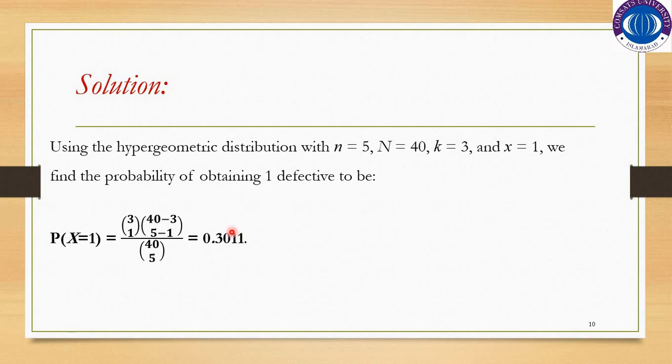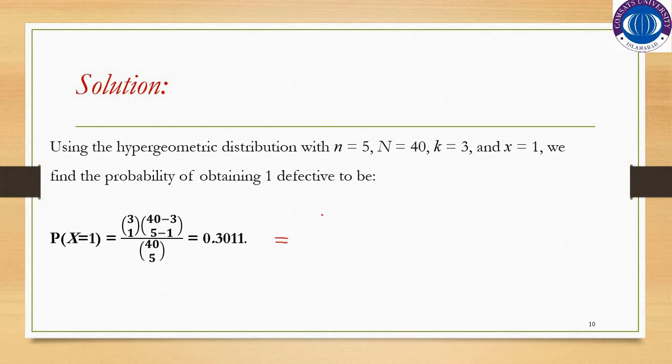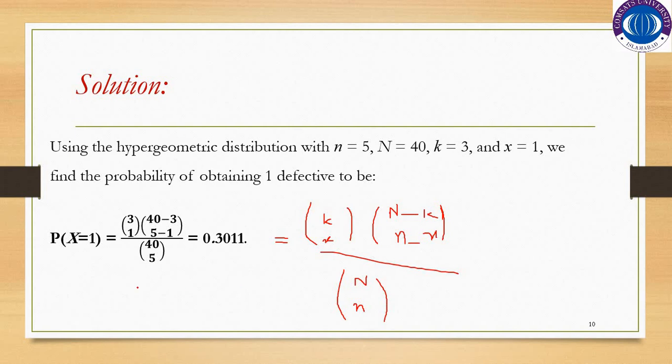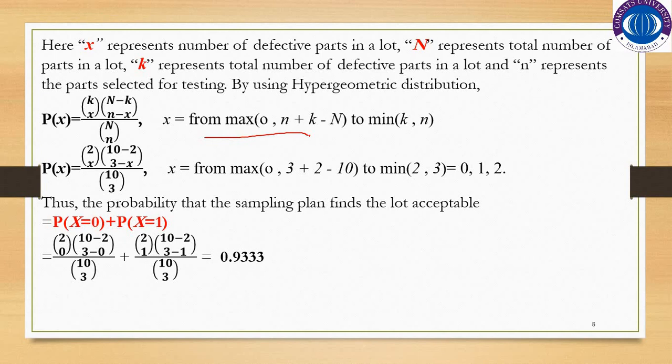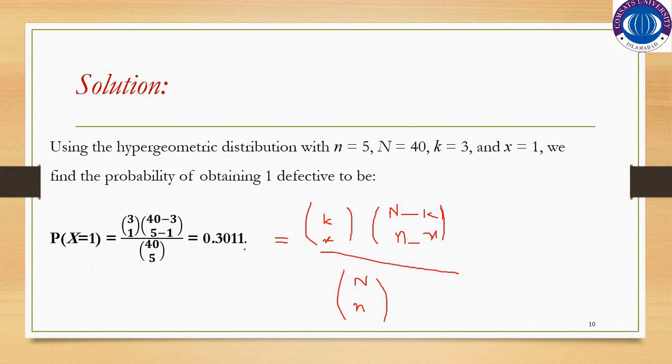So on substituting the values in the probability mass function of the hypergeometric distribution, which is k C x times capital N minus k C small n minus x, divided by N C n. You can find the limits of the random variable x as well by using this, from maximum of 0, n plus k minus N, to minimum of k and n. So this will give us the probability 0.3011, which is the probability that there will be exactly 1 defective in the sample from the lot of 40 components.